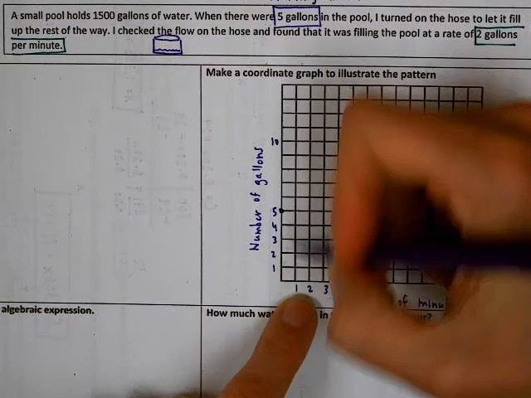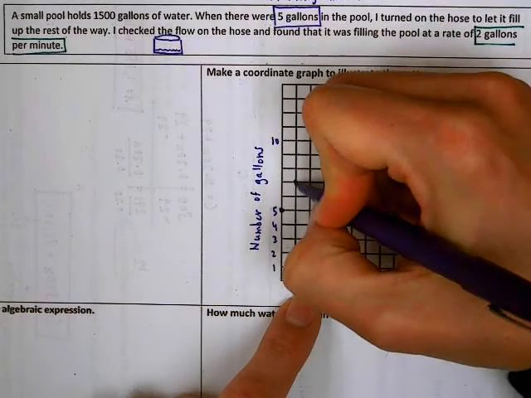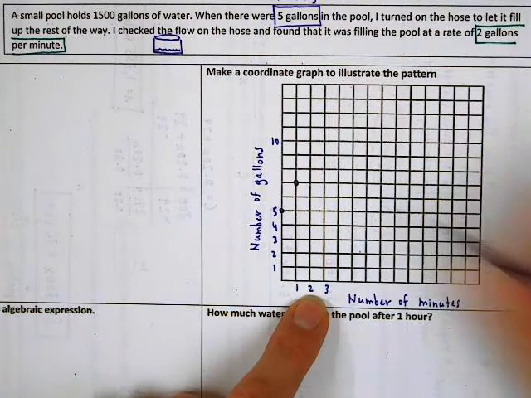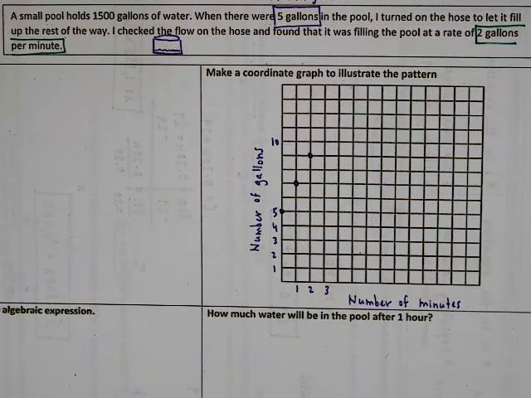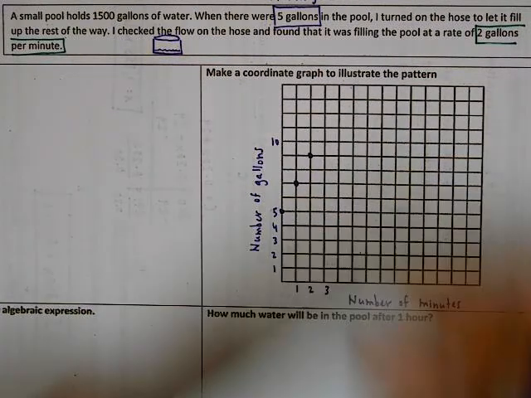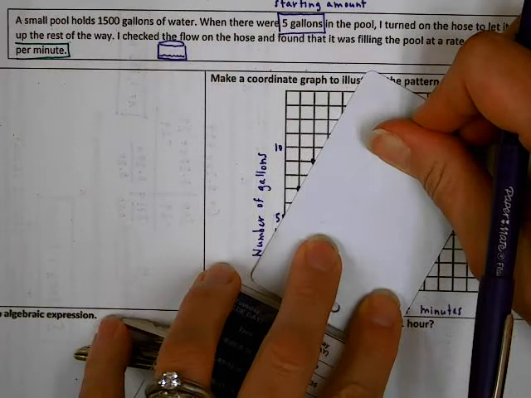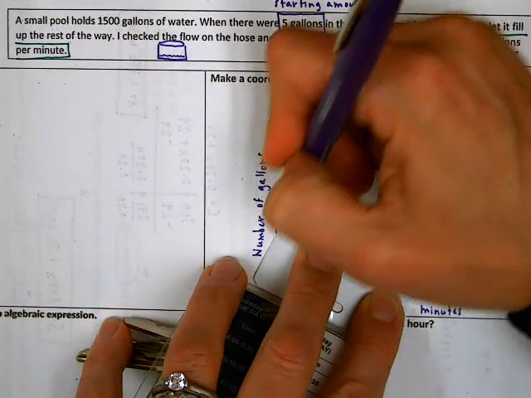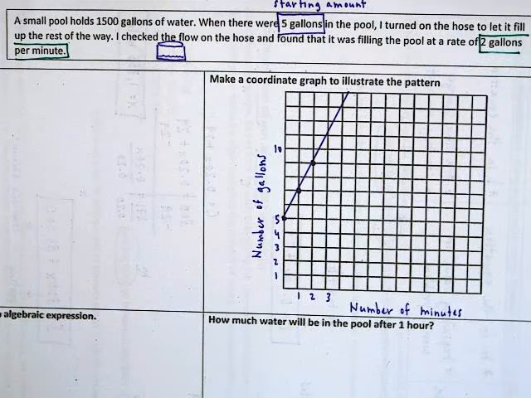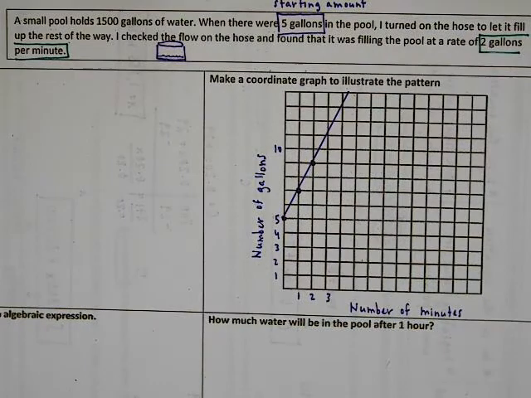At time 1, we know we had added 2 gallons, so we are at 7. And at time 2, we had 9 gallons. So I'm going to go ahead and use my ruler to make a straight line through these points. Okay, and we could see that going on until the pool is filled.